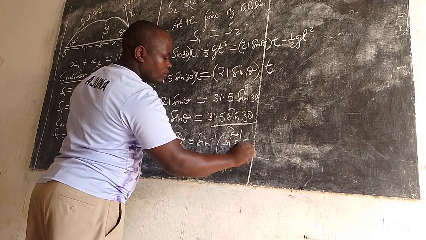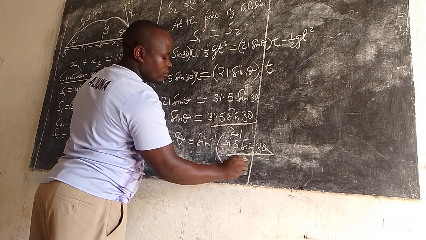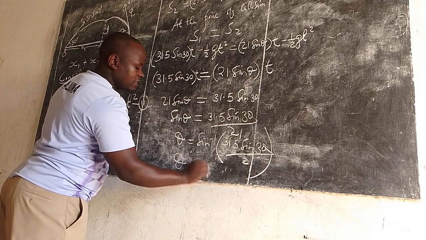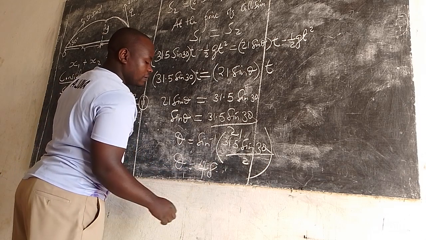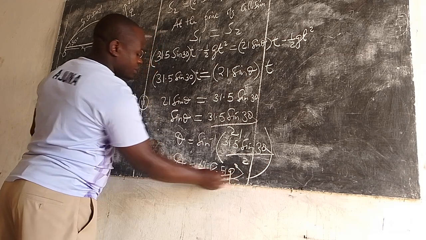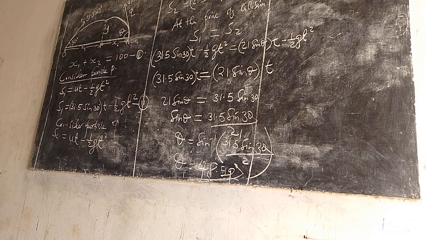It's 48.59. So theta is 48.59 degrees. Therefore, the angle of projection of particle Q is 48.59 degrees. For the case of space, you people first write that.